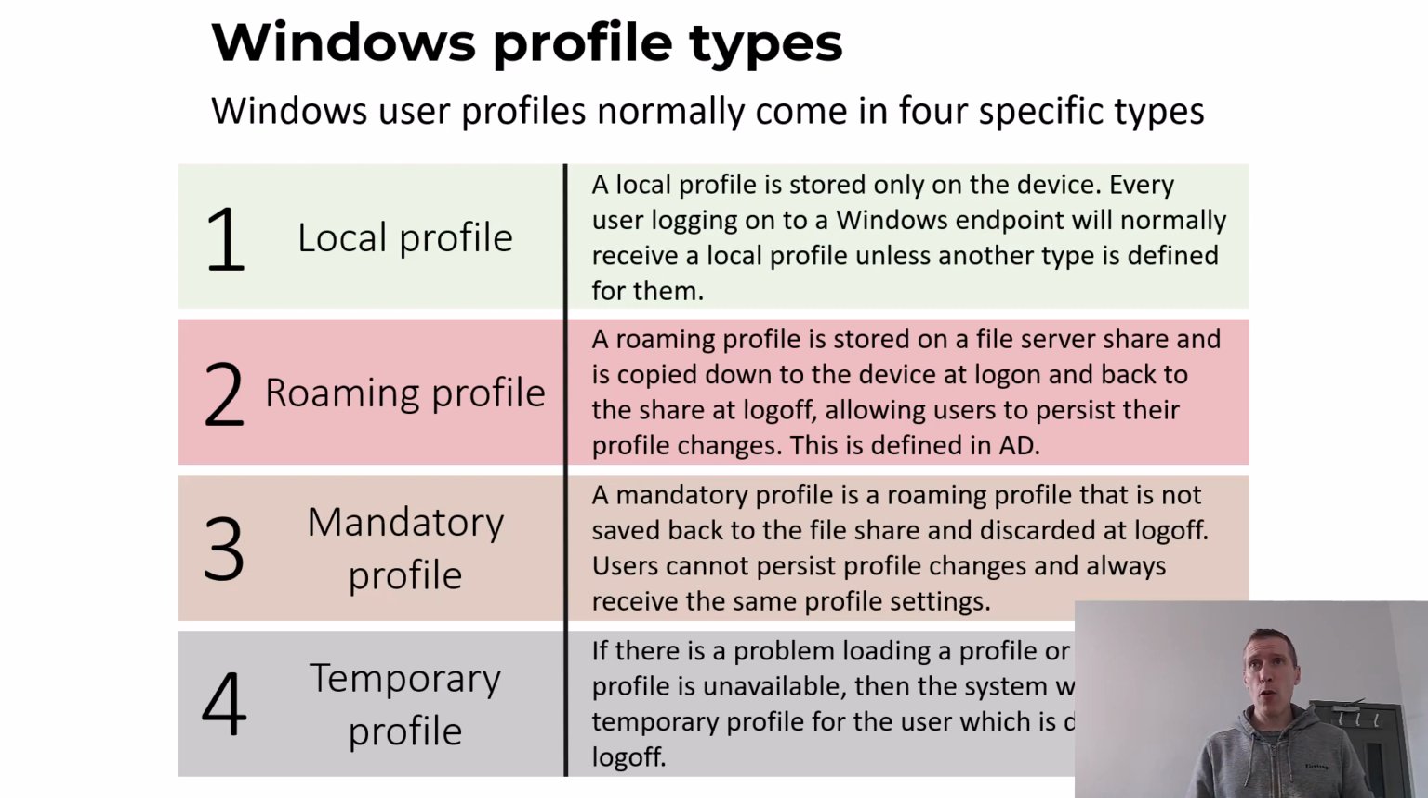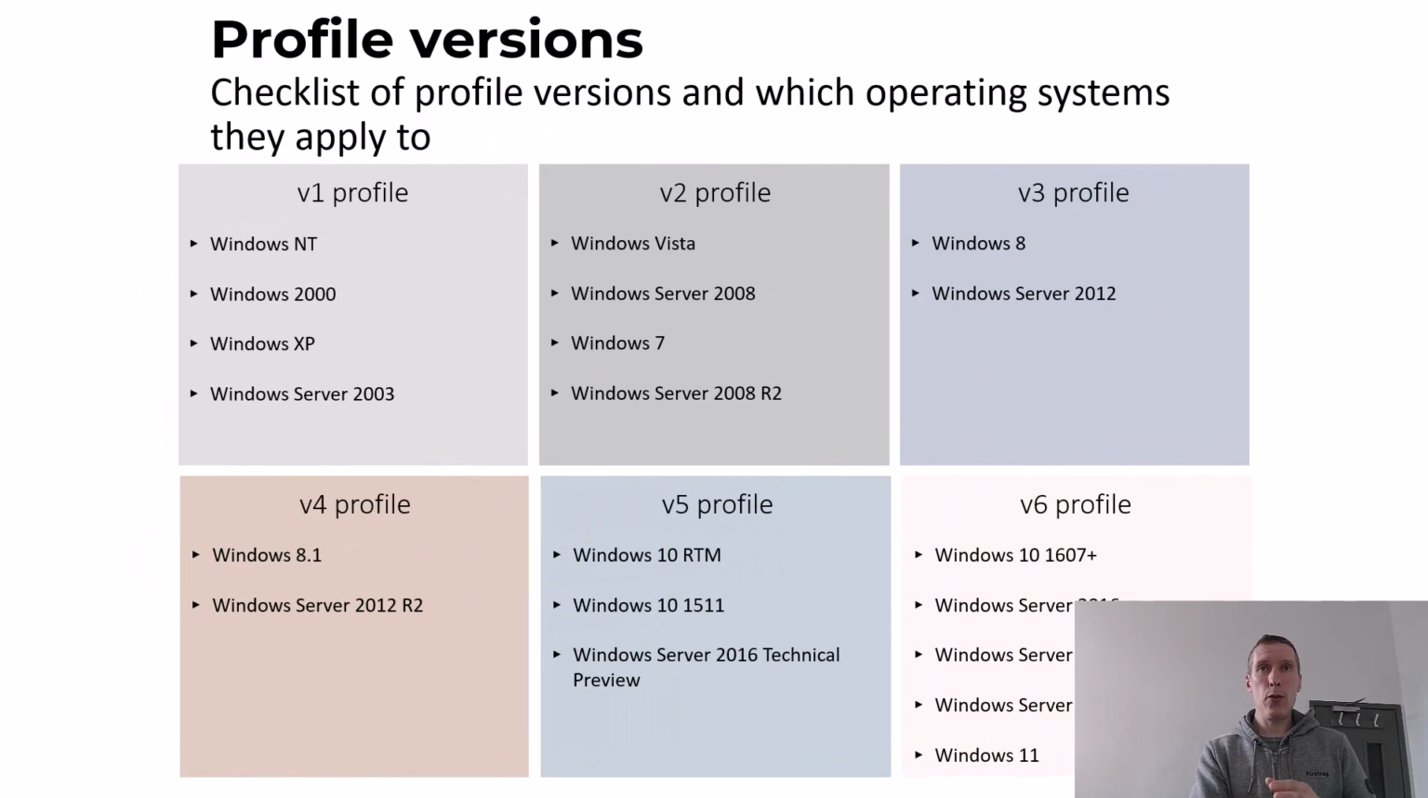Then there's a mandatory profile, which is a roaming profile that's not saved back to the file share when you log out. So you can't persist profile changes; you always receive the same profile settings. That's ideal for kiosks and things like that. And there's also a temporary profile. If there's a problem with the user profile, the system will create a temporary profile at log on, and like a mandatory profile, it'll be discarded when you log back out.